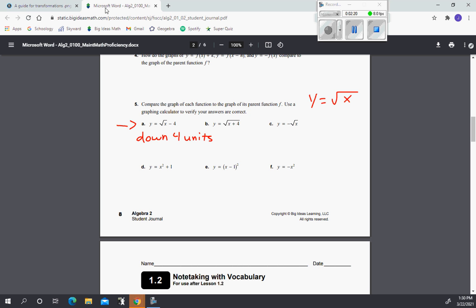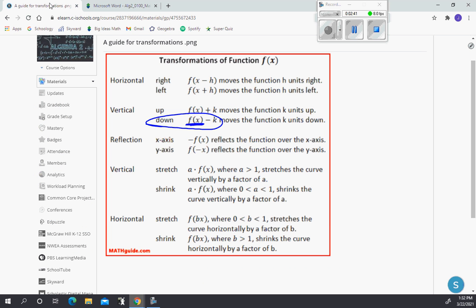How about b, where we have our function y equals the square root of x plus 4, and that plus 4 is under the square root. Now I want to come back to this page, and I want you to try to guess how that function is going to move by looking at this sheet. If you need to, pause the video.